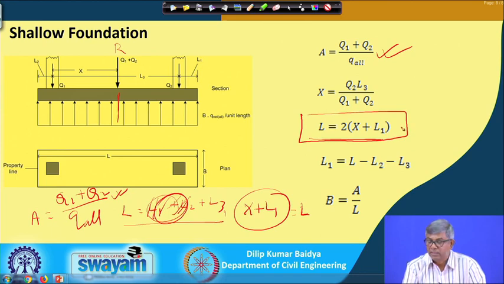So, in that case I can find out this way, and if it is L1 also not known, then how can L1 be obtained? L1 can be obtained as L is already provided: L minus L2 minus L3. So, from there you can find out L1, and B will ultimately be the width, that is B will be A by L.